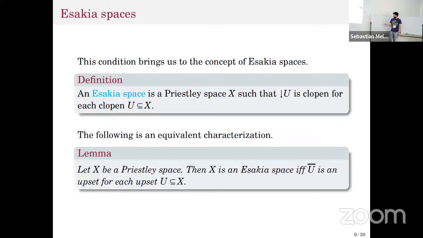And there's an equivalent characterization that it's nice to point out because there are connections with how we'll define the Priestley spaces of frames. If you have a Priestley space, then it's an Esakia space if and only if the closure of every upset is, again, an upset. Closure might not necessarily keep upsets as upsets, but if you're in an Esakia space, that will happen.